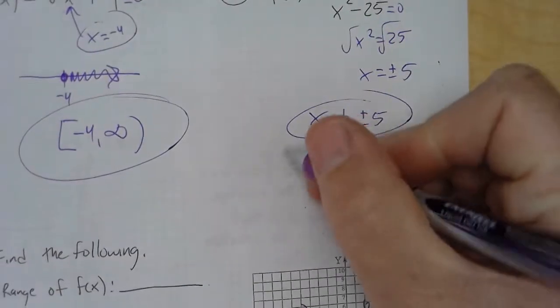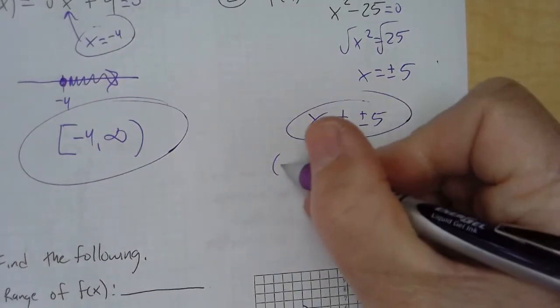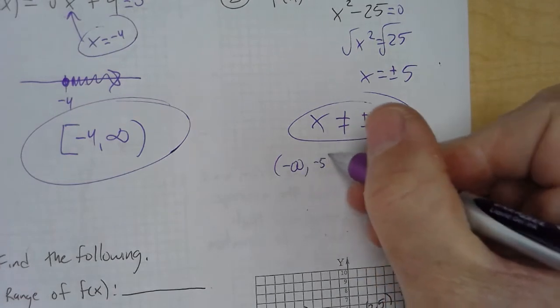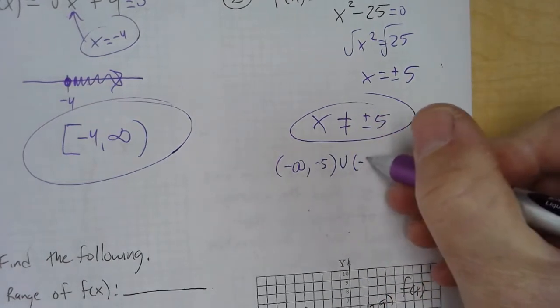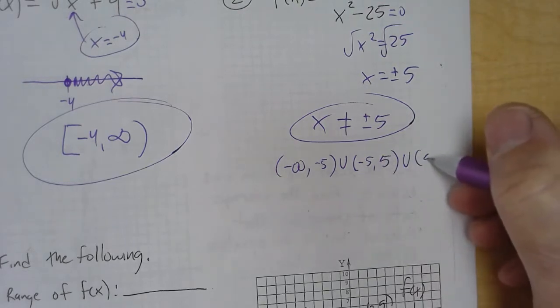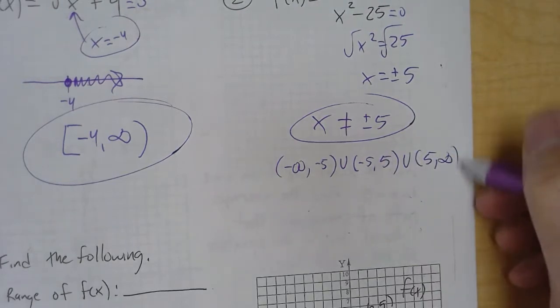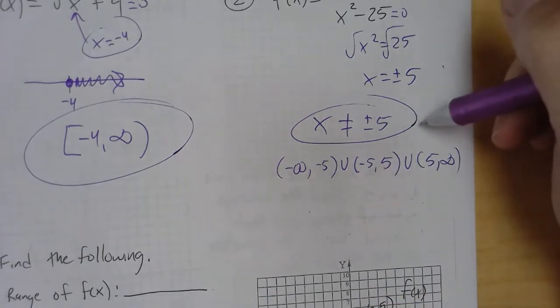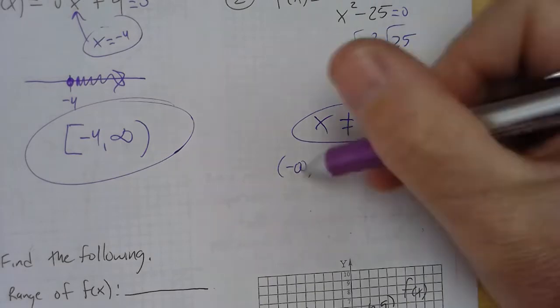Now in interval notation, this would look kind of crazy. You do negative infinity all the way up to -5, and then union, and then between -5 and 5 would be okay, and then union, and then after 5 to infinity would be okay. So I'm excluding -5 and +5. I think writing it that way is probably better than all that mess.